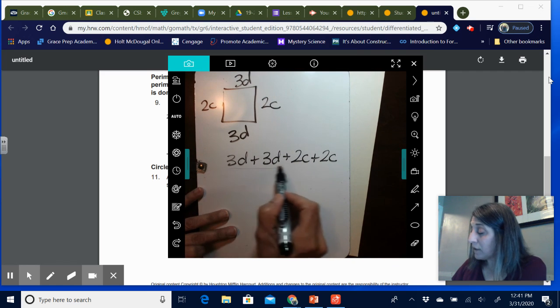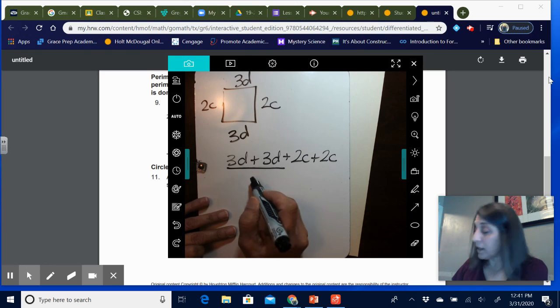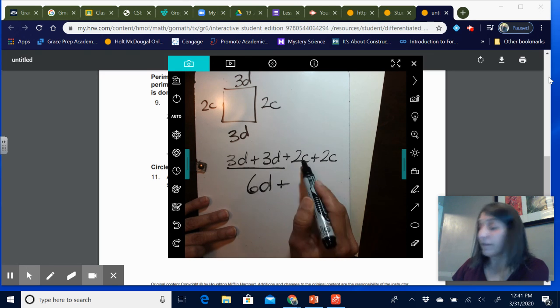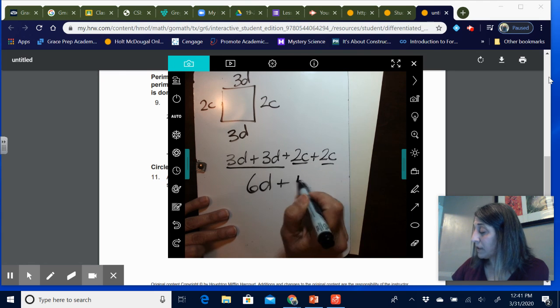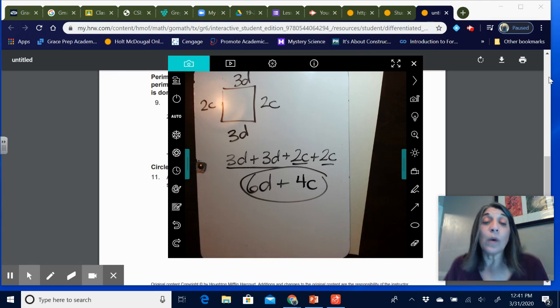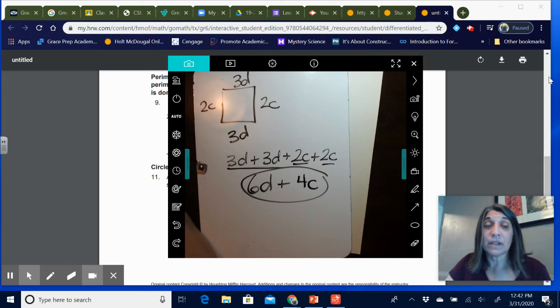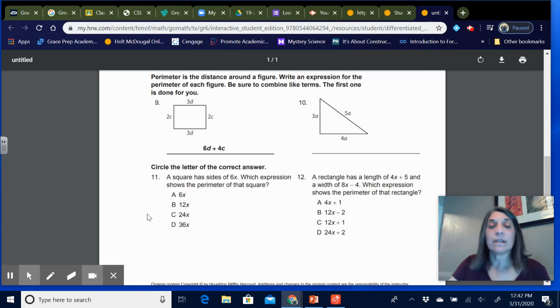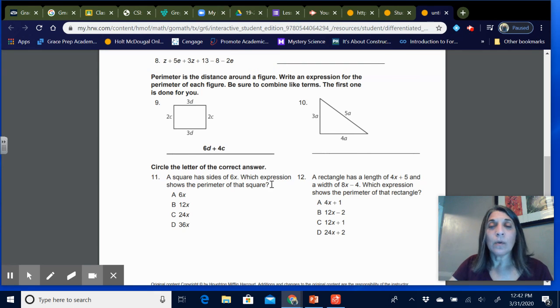Okay, these are like terms. If I have 3Ds and I have 3 more Ds, I have 6D. Plus, I have 2 Cs and 2 more Cs, I have 4C. Okay, so once I know what D and C are, I can figure out what the perimeter of this square is. Okay, so I'm going to click back over here. The same thing with this, you'll just add 3A plus 5A plus 4A. This one says a square has sides of 6x. Well, how many sides are in a square? 4. So you're just going to do 4 times 6x, or 4 with 6x in parentheses. And then you'll choose your answer.